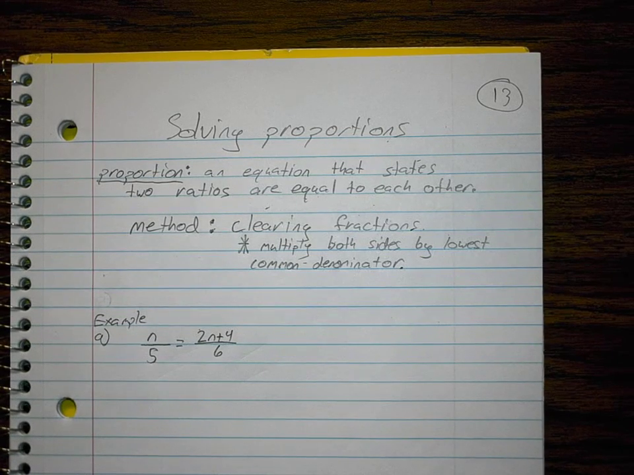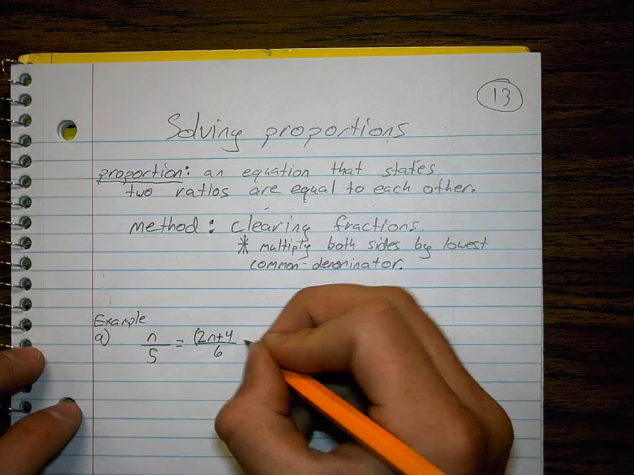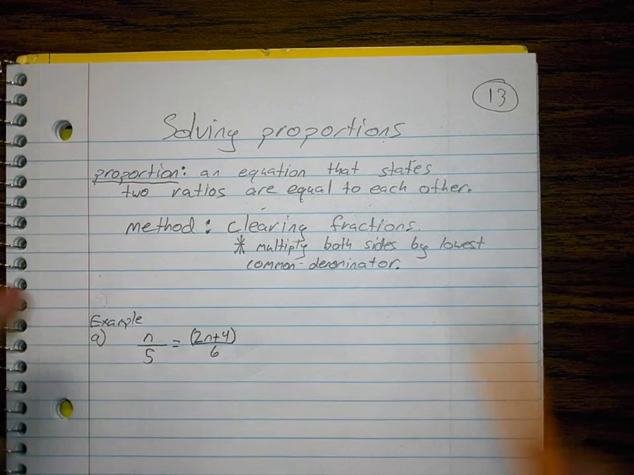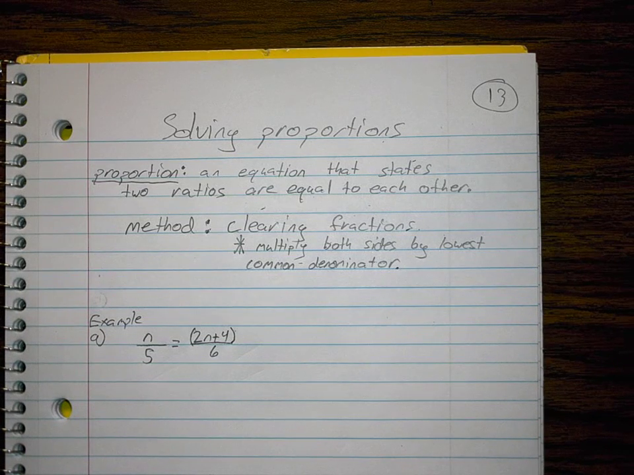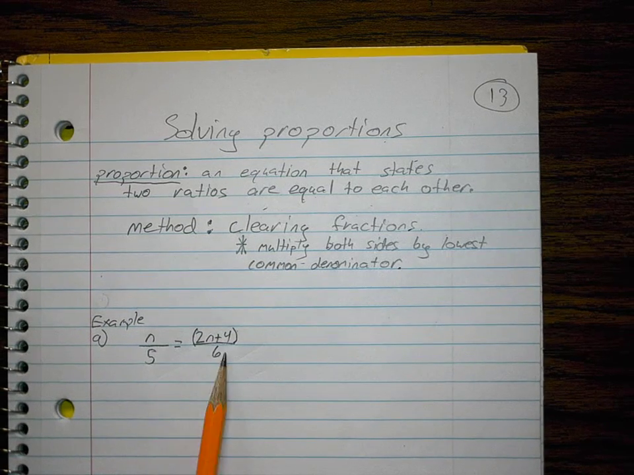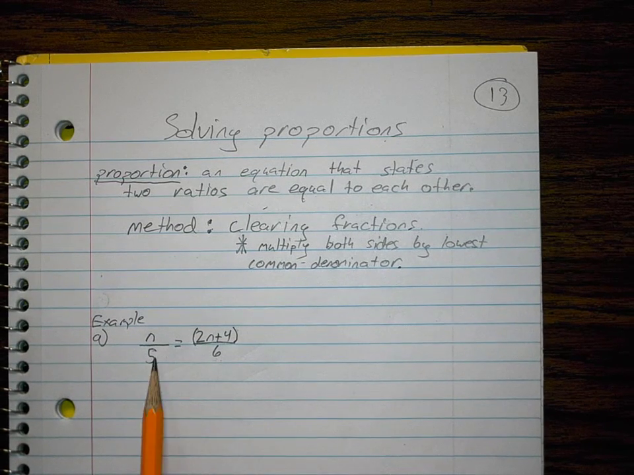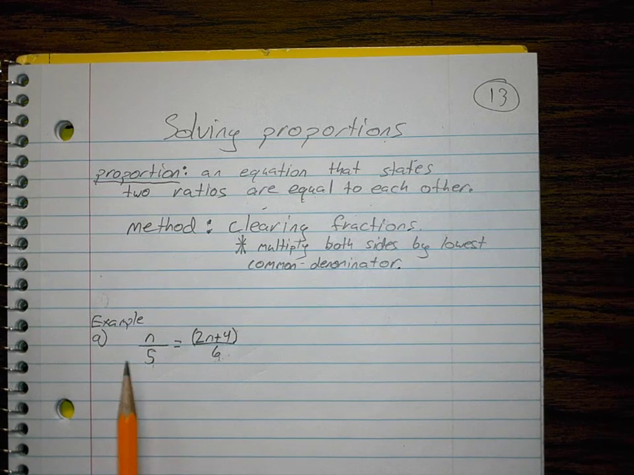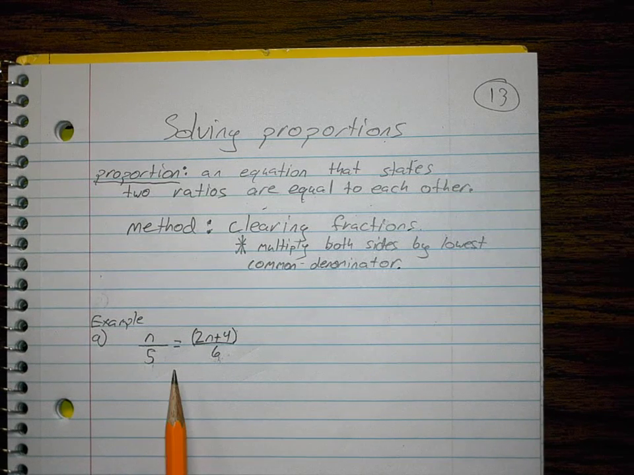Start off by putting parentheses around the top equation. I'm hoping that helps you understand that this is all one term. So I need to multiply by the lowest common denominator, which means we need to find the lowest common multiple between these two numbers. What does both 5 and 6 go into in the lowest number possible? Julian? 30. 30 is going to be the lowest one.